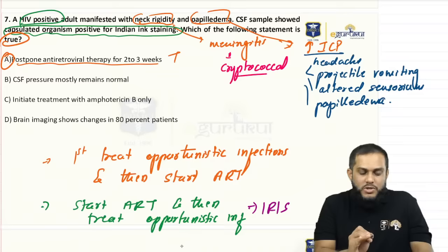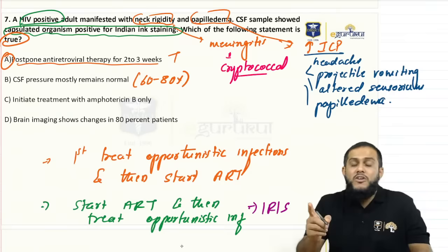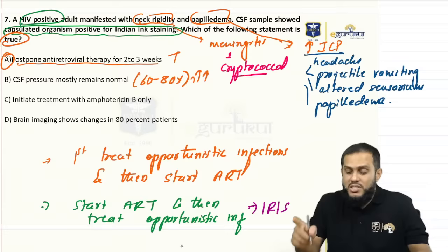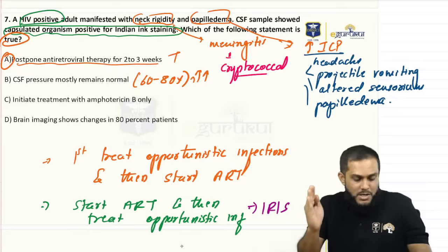In 60 to 80% of cases of cryptococcal meningitis in HIV, CSF pressure is high, increased. And that's why in the question they also mentioned papilledema, indicating increased intracranial pressure. In 60 to 80% of cases, intracranial pressure is high. Initiate treatment with amphotericin B.